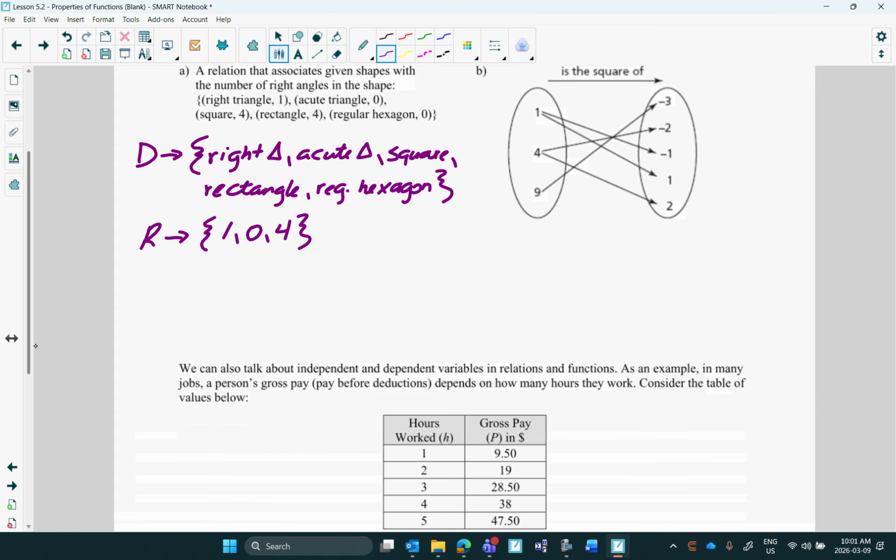Is it a function? Yes. Again, because if you look at the domain, and I'll even put it in quotations, because their values don't repeat.